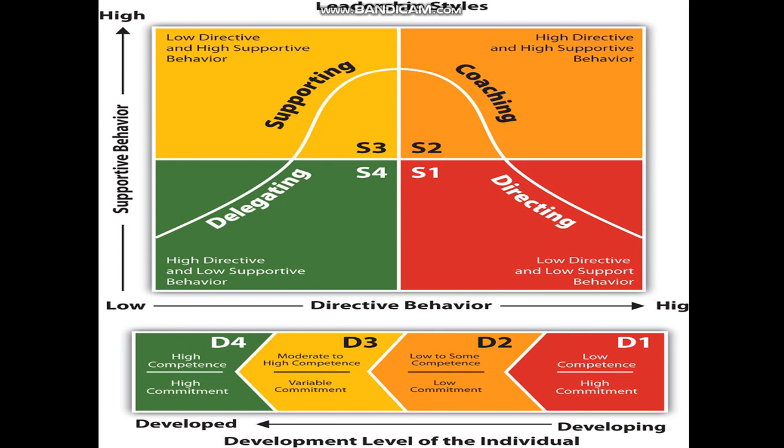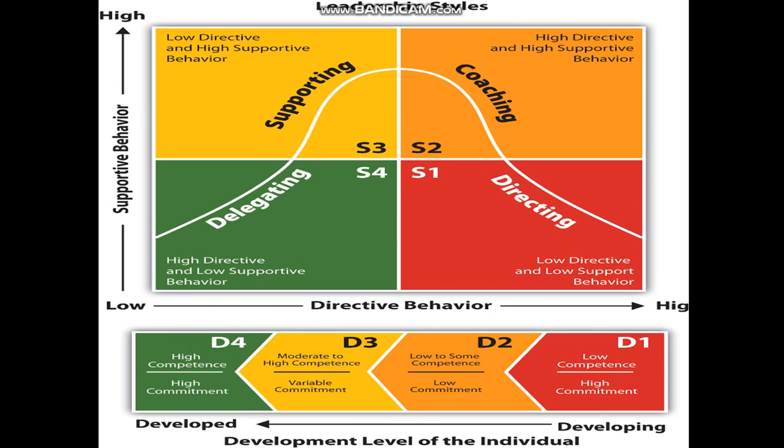Then one more correction. Below that D1, there is written low competence and high competent. Instead of high competent, low competent. Low commitment. Low competence is there. High commitment, you write low commitment. So the 3 corrections.